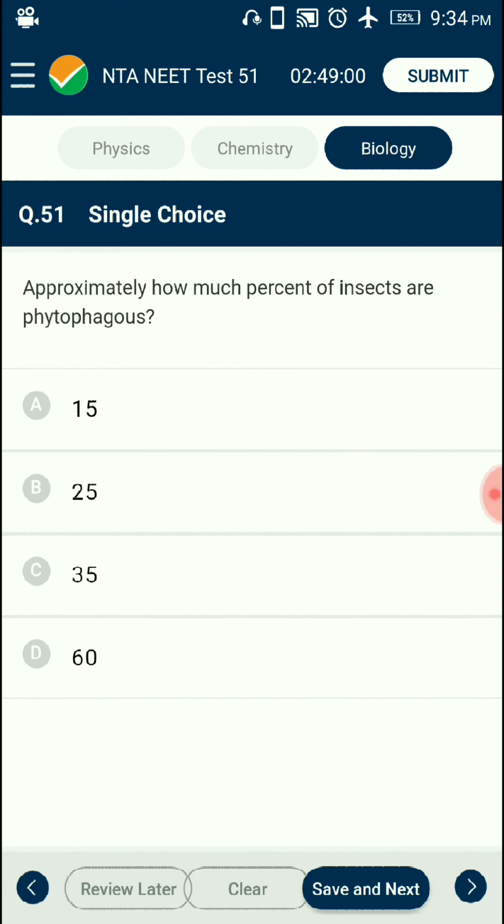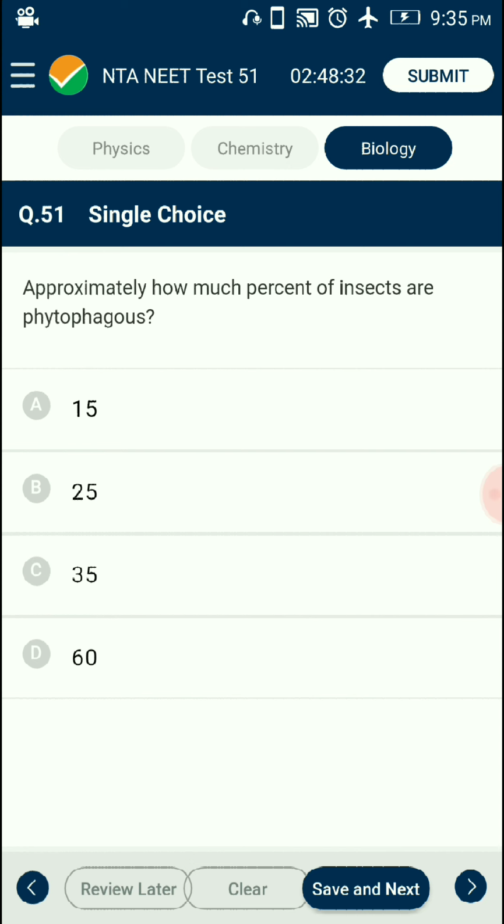Question 51. Approximately how much percent of insects are phytophagous? Phytophagous insects, generally called herbivores, are those insects which feed on plants. This group comprises nearly 25% of the total insect population. They consume the plant sap. Plants have various ways to overcome the predation of phytophagous insects as plants cannot run away.